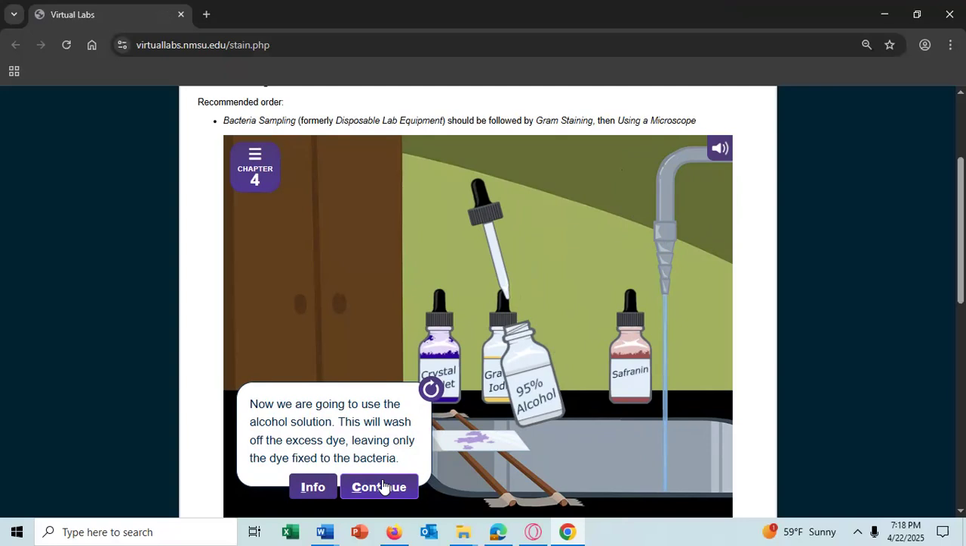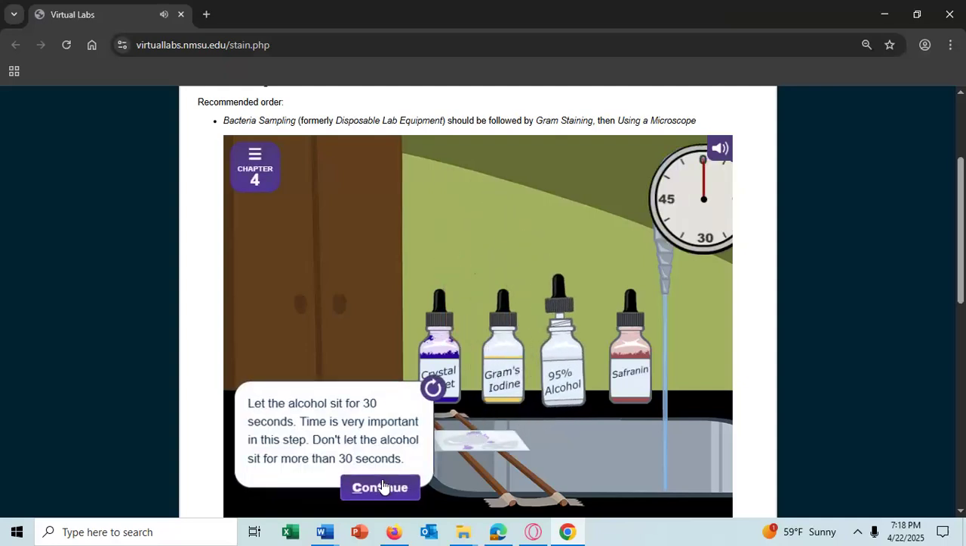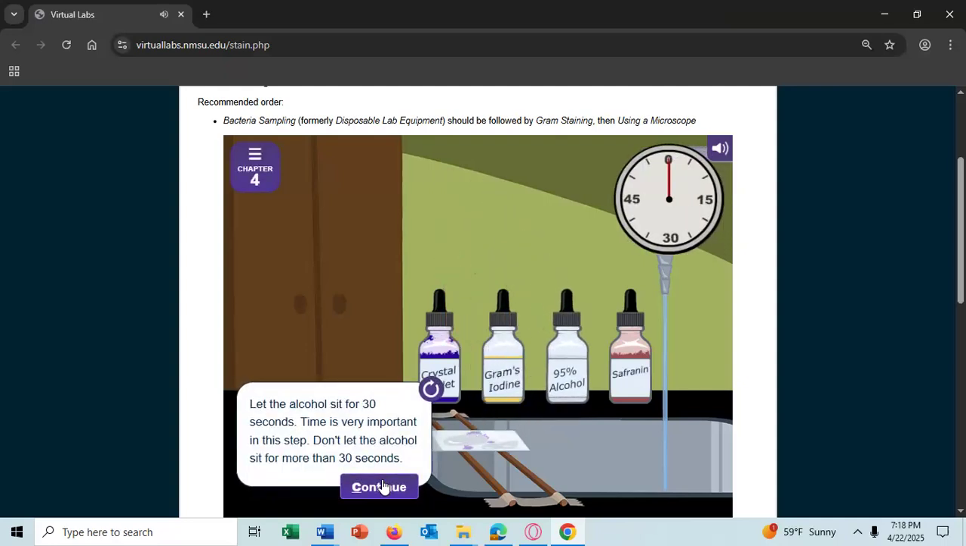A better way of applying the alcohol is to actually hold the slide up and then put the decolorizer on one end, the top end of the slide, let it run down, and then you keep adding decolorizer until the blue stops running on the slide. Once the blue stops running, stop adding decolorizer. Use the alcohol dropper to cover the sample. Let the alcohol sit for 30 seconds. Time is very important in this step. Don't let the alcohol sit for more than 30 seconds.